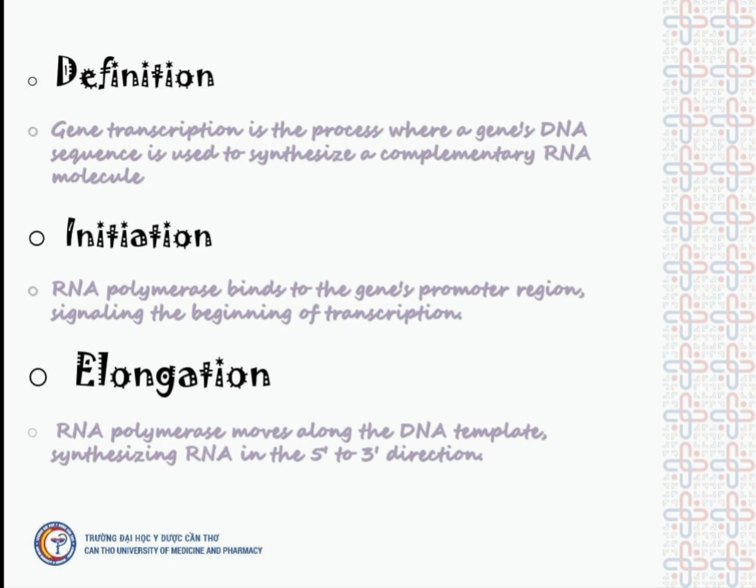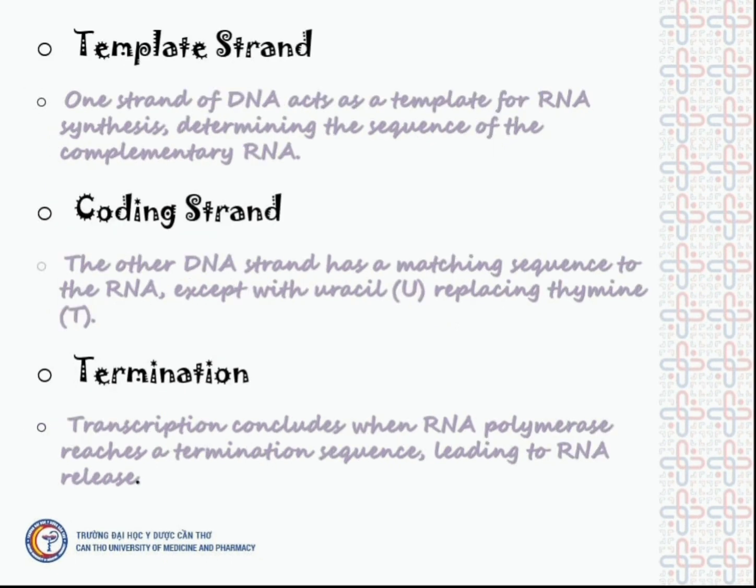Elongation. RNA polymerase moves along the DNA template, synthesizing RNA in the 5' to 3' direction. Template strand. One strand of DNA acts as a template for RNA synthesis, determining the sequence of the complementary RNA. Coding strand. The other DNA strand has a sequence matching the RNA, except with uracil (U) replaced by thymine (T). Termination. Transcription concludes when RNA polymerase reaches a termination sequence, leading to RNA release.